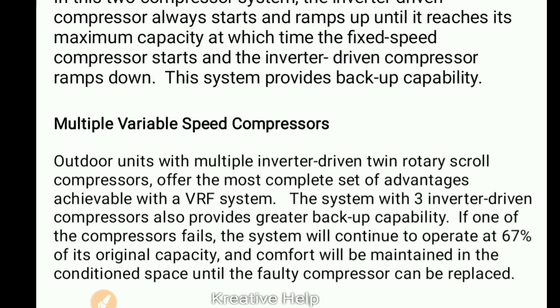This compressor is like a twin rotary scroll compressor. If you don't know about the compressor, there are basic different types of compressor available in the market. If you don't know, you can go and watch the basics of HVAC.